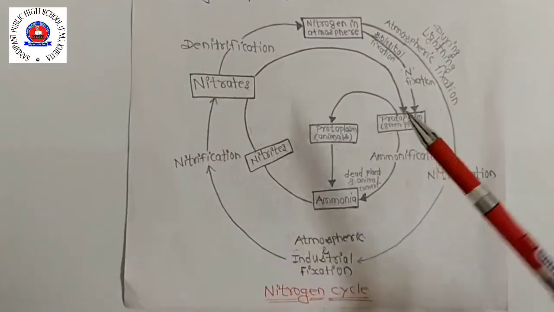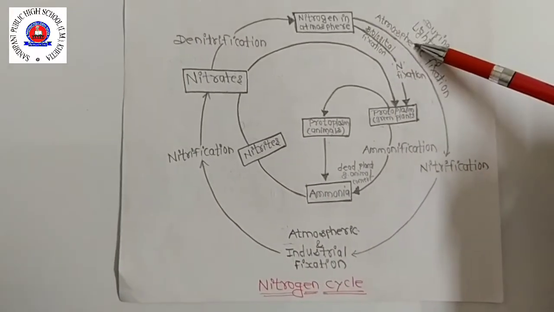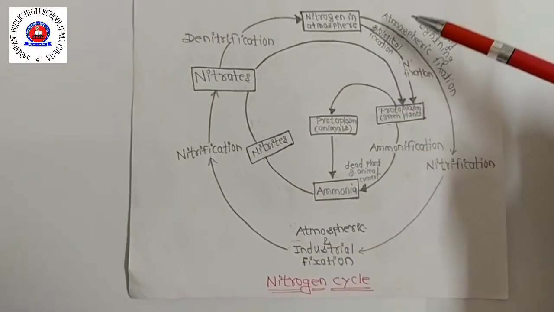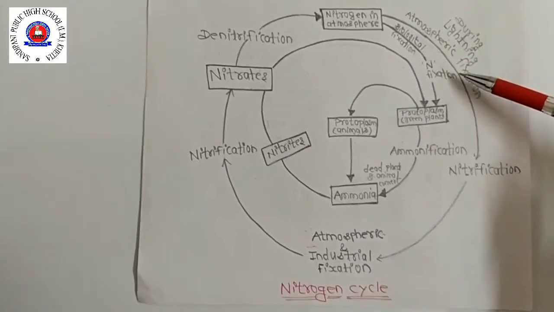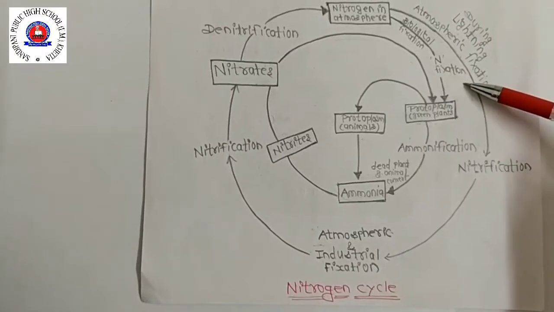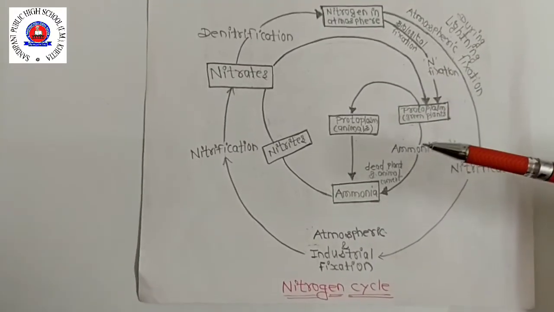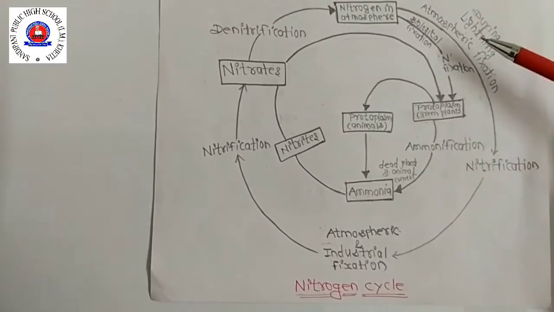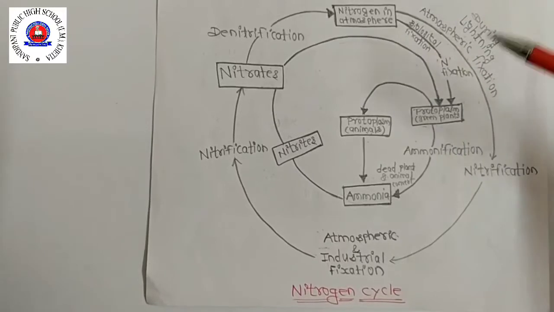There are two types of fixation, atmospheric fixation and biological fixation. First is atmospheric fixation. During the lightning, nitrogen of the atmosphere reacts with oxygen. You know very well, in the air oxygen is also present. So during the lightning, nitrogen of the atmosphere reacts with oxygen to form dilute nitric acid.